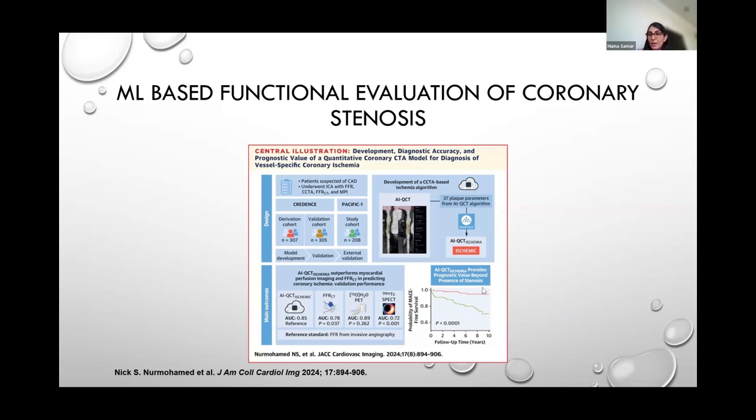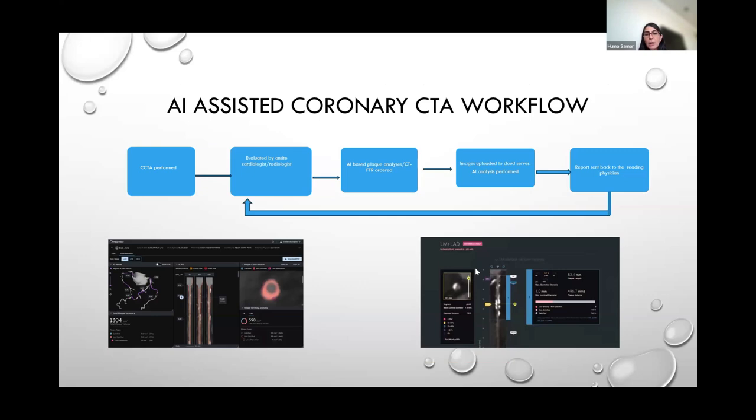There are also deep learning algorithms that are being developed for on-site use. This model currently is not an on-site use model. So our workflow currently is that every patient does not get these AI-based CTA evaluations. After the CTA is done, the reading cardiologist or radiologist determines if there is a need for the AI analysis, and then these images are uploaded onto a secure server. They are evaluated by the AI algorithm, and the report is sent back to the reading cardiologist or radiologist.